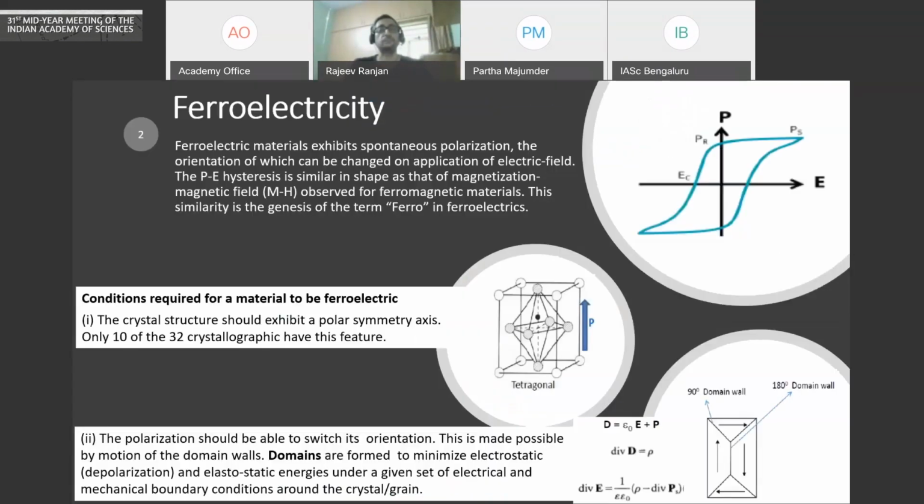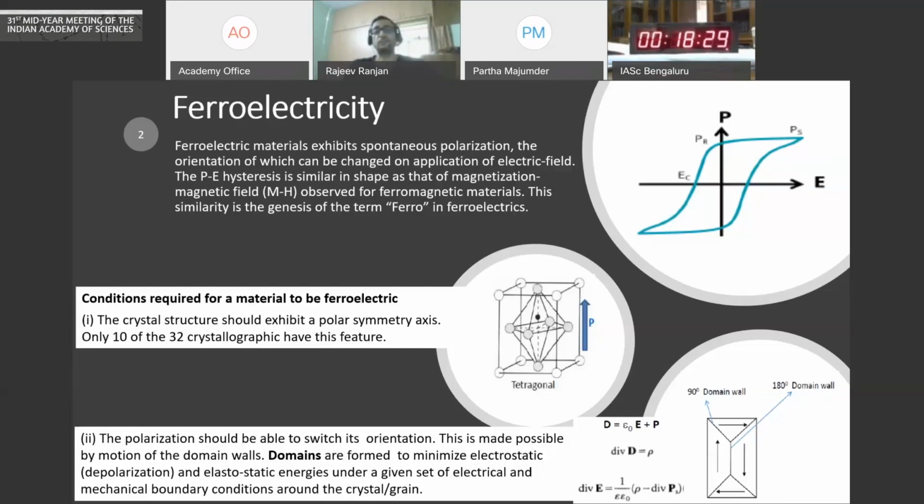As is most familiar to many people, ferroelectricity is a phenomenon where, when you apply an electric field and switch the electric field from positive to negative direction, the polarization also switches, resulting in a hysteresis loop called the PE hysteresis loop. Now, the shape of this hysteresis loop is more or less similar to what we have seen in ferromagnetic materials in terms of magnetization as a function of magnetic field. This historically led to the name ferroelectricity, though ferro means iron, and there is no iron in most of the ferroelectric materials which I will talk about.